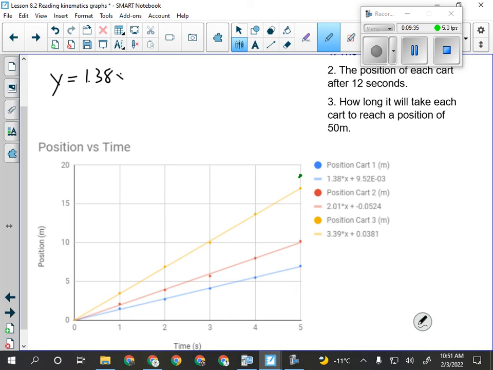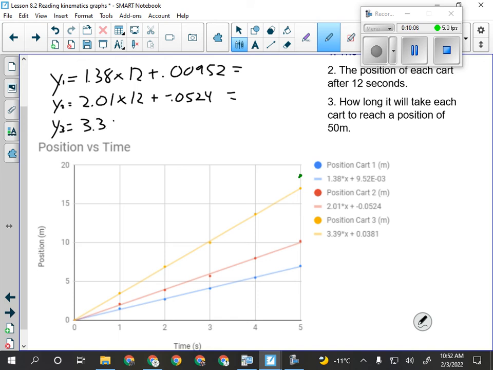So for cart number 1, it's going to be 1.38 times 12 seconds plus 0.00952, and then we have our answer. And for cart number 2, we'd be looking at 2.01 times 12 plus negative 0.0524. And for cart number 3, we'd be looking at 3.39, again, times 12 plus 0.0381.